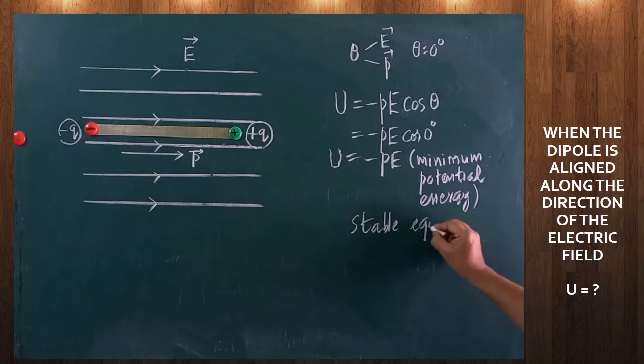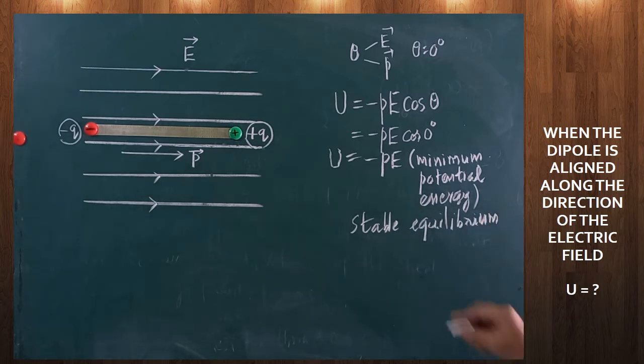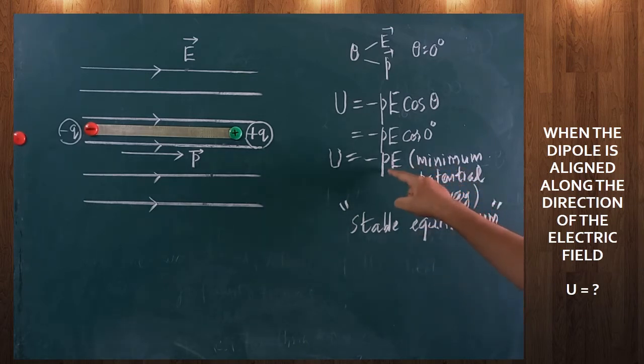The dipole will be in equilibrium. Are you clear? That is very important. So when the dipole is kept along the direction of the electric field, the dipole will be in stable equilibrium with minimum potential energy. So what is the value of the minimum potential energy? U is equal to minus PE. These kinds of different cases may be asked in objective questions in various forms. That's why I am specifically preparing this video.